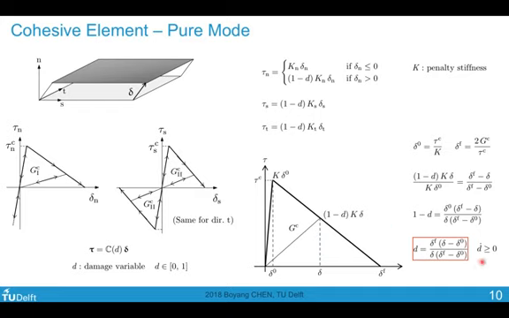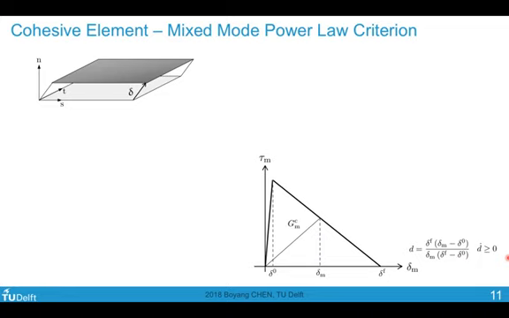And one thing to note is that the damage variable represents an irreversible process, so it cannot reduce. If the damage variable starts to reduce, it means that the material is healing, and this is most of the time not the case. So in general, in coding we set that the damage variable can only increase, not decrease. These are valid for pure mode.